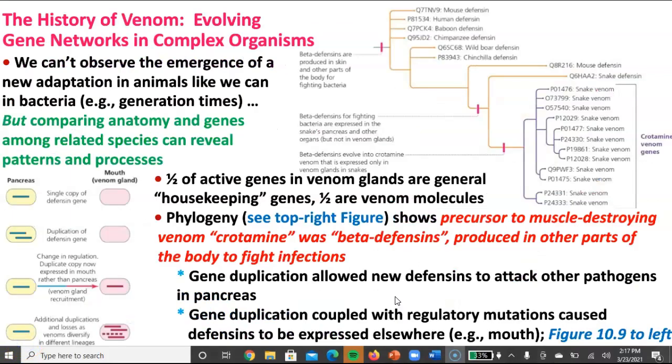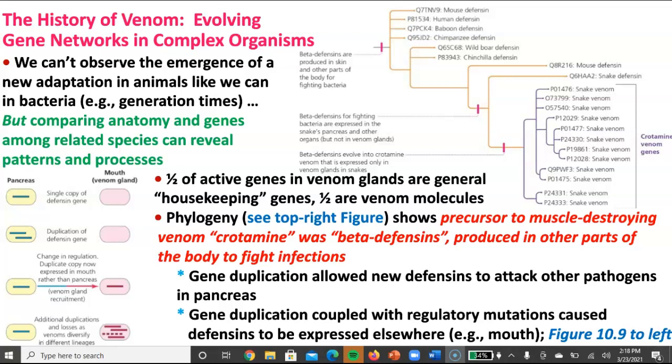Okay, so we just came out of an example showing how we're able to document and observe a brand new evolutionary innovation, a brand new adaptation in real time by studying microbes. Well, of course, we can't observe the emergence of a new adaptation like that in animals, like we can in bacteria, because we've got this generation time problem. At generation 33,000, we had that shift in the E. coli due to a gene duplication, and of course, that could be documented.